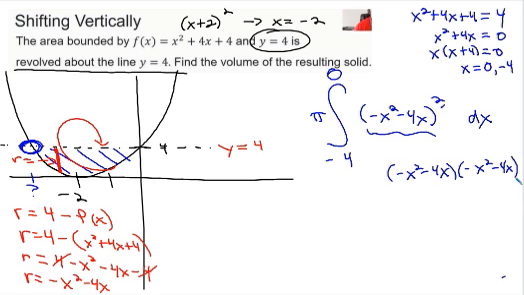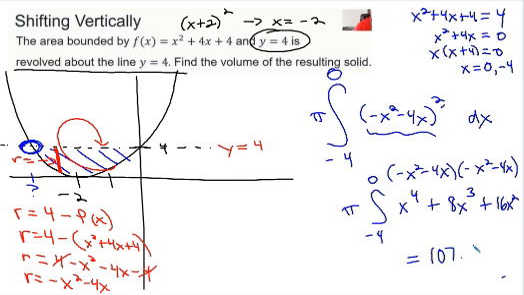If you were actually doing this analytically, you would have x to the 4th plus 8x cubed plus 16x squared. And that's what you would integrate from negative 4 to 0 and multiply it by pi. Your final answer on this problem, calculator or no calculator, is about 107.233. Of course, you'd have to find a successful antiderivative and so on.